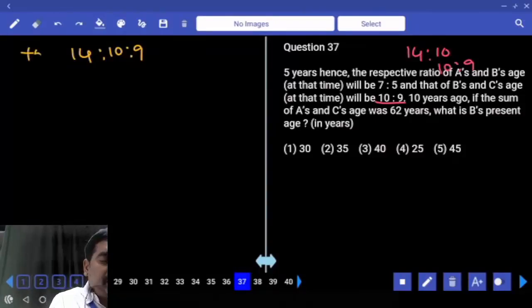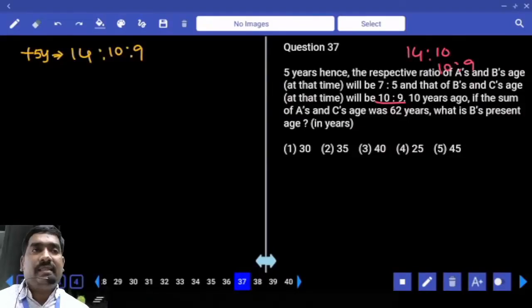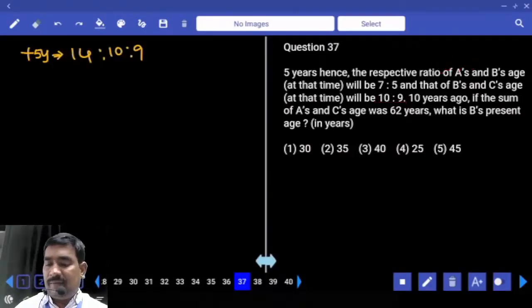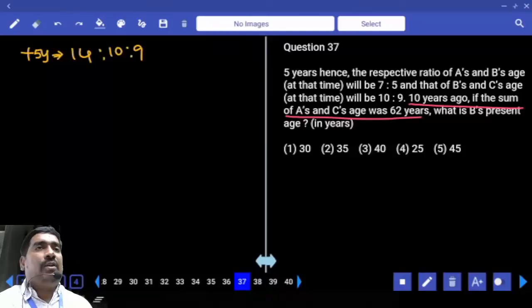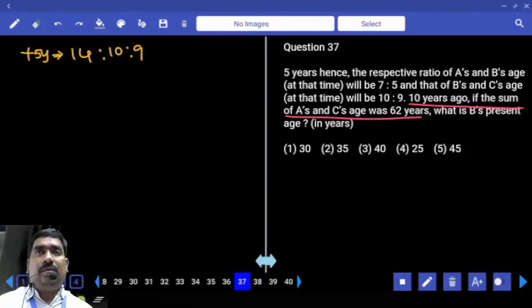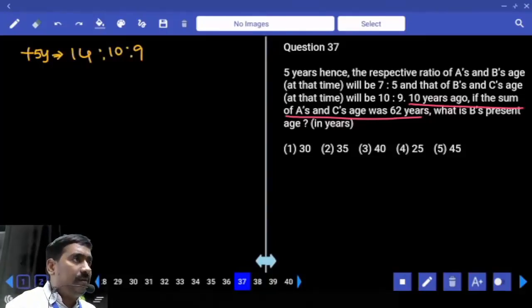How many years hence? 5 years hence, this is the ratio. 5 years hence, the ratio among A, B and C is 14:10:9. They said 10 years ago, the sum of A's age and C's age was 62 years. How many years ago? 10 years ago 62 means present 82 or not? 10 plus 10, 20 gets added.